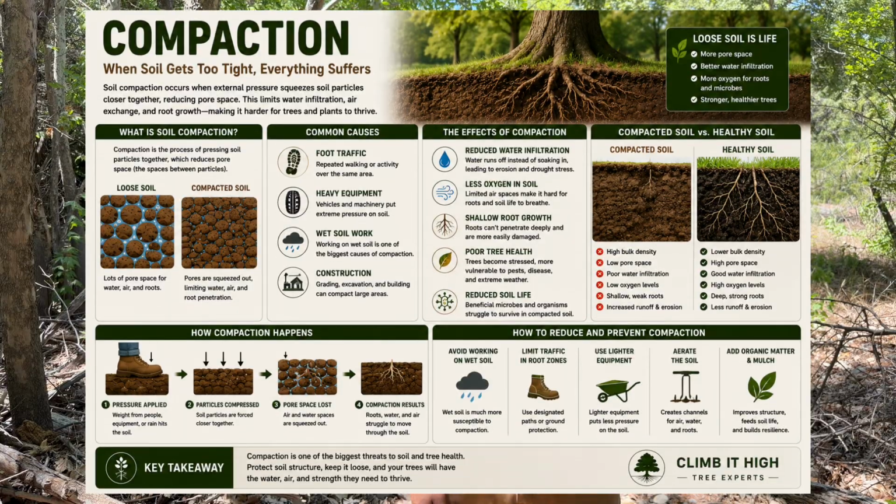One of the biggest causes is compaction, and we've talked about this a lot. Compaction occurs whenever enough pressure is applied to compress the soil. That pressure can come from many things: construction equipment, vehicles, repeated foot traffic, livestock, even years of mowing across the same areas. When soil becomes compacted, the particles are pushed closer together and the pore spaces begin collapsing.